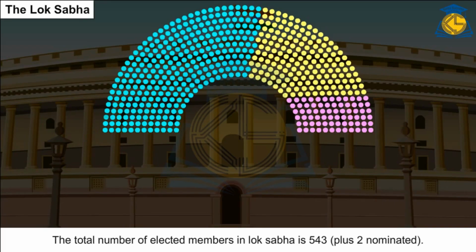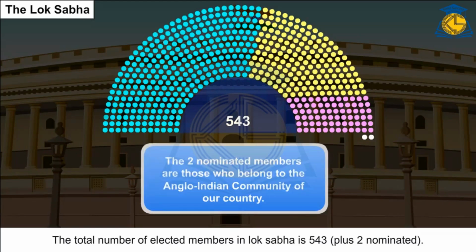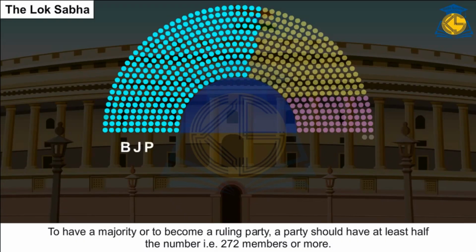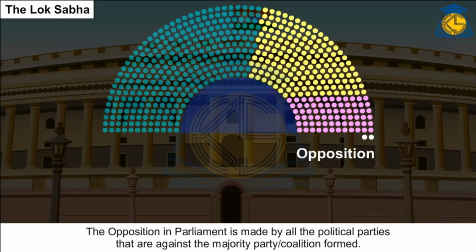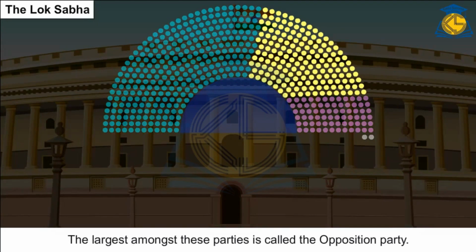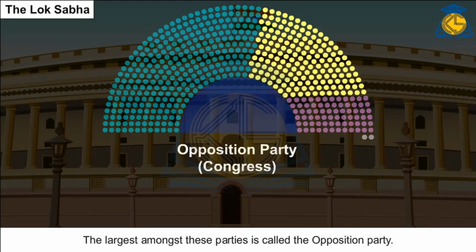For any of the political party to form the government, they must have a majority of elected MPs. The total number of elected members in Lok Sabha is 543 plus 2 nominated. To have a majority or to become a ruling party, a party should have at least half the number, that is 272 members or more. The opposition in Parliament is made by all the political parties that are against the majority party or coalition formed. The largest amongst these parties is called the opposition party.